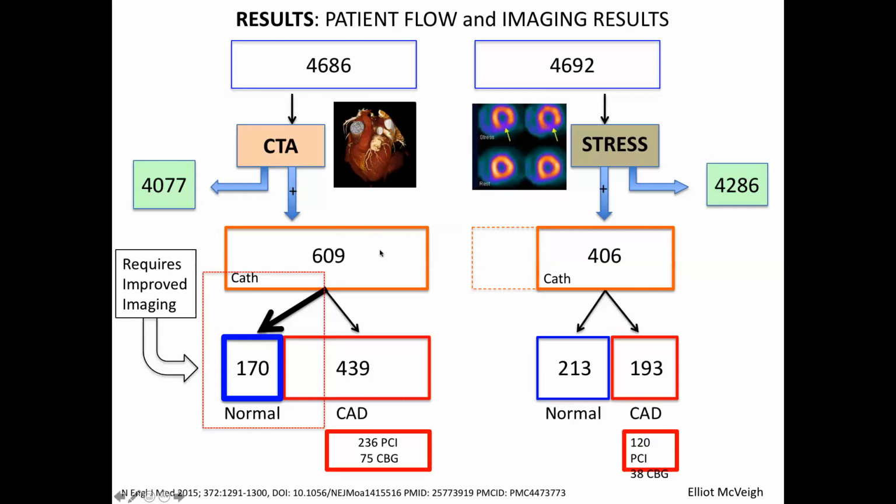So anyway, we saw that this test produced a lot more people going to the cath lab. We got 200 more people, right? However, when we looked at the result coming out of the cath lab, 170 of those 609 were actually normal. So they were incorrectly pushed to the cath lab, right? And this is called a false positive, right? We'll look at these definitions carefully.